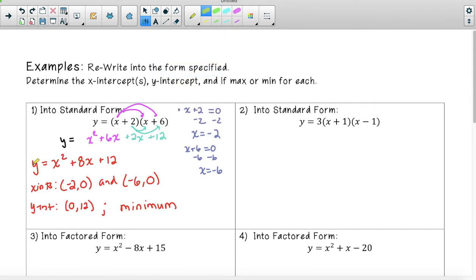So we have y equals x squared plus 8x plus 12. We have the x-intercepts at negative 2, 0 and negative 6, 0. A y-intercept at 0, 12, and the fact that we have a minimum vertex.